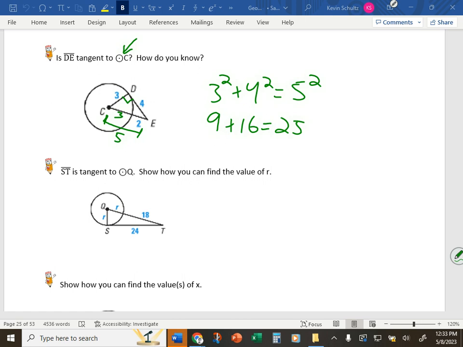But 3 plus 4 doesn't equal 7. Well, yes, it does, but it doesn't equal 5. It doesn't have to. The Pythagorean theorem is not a plus b equals c. It's a squared plus b squared equals c squared.